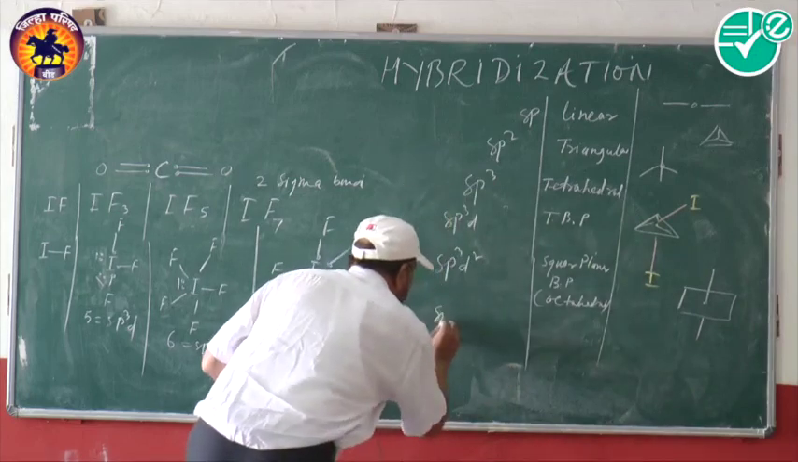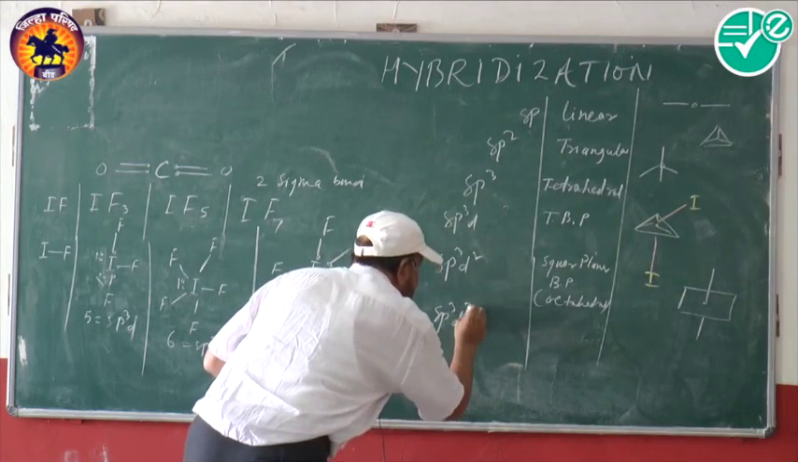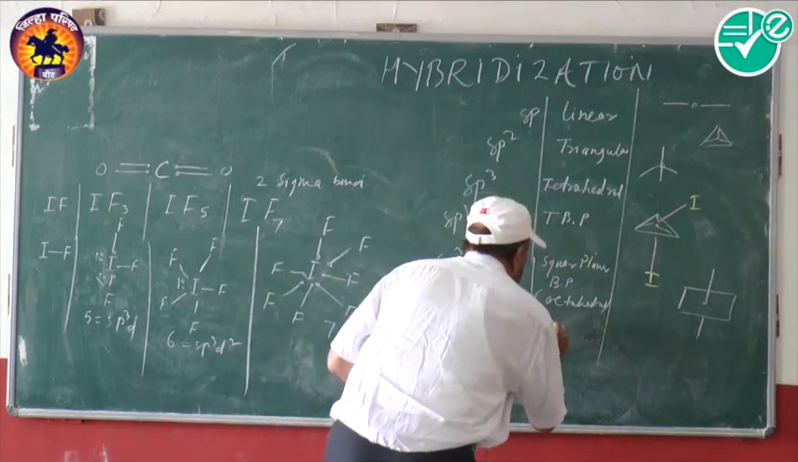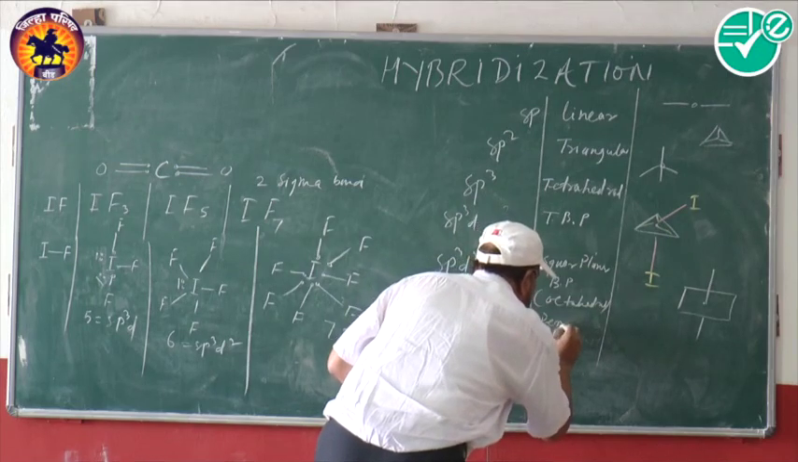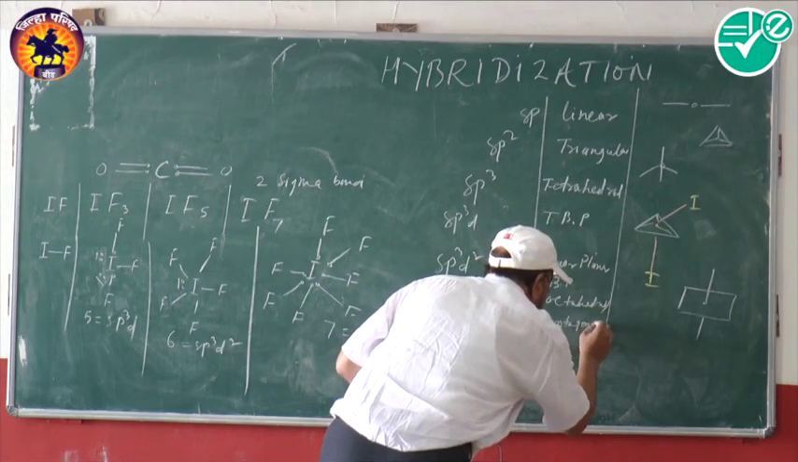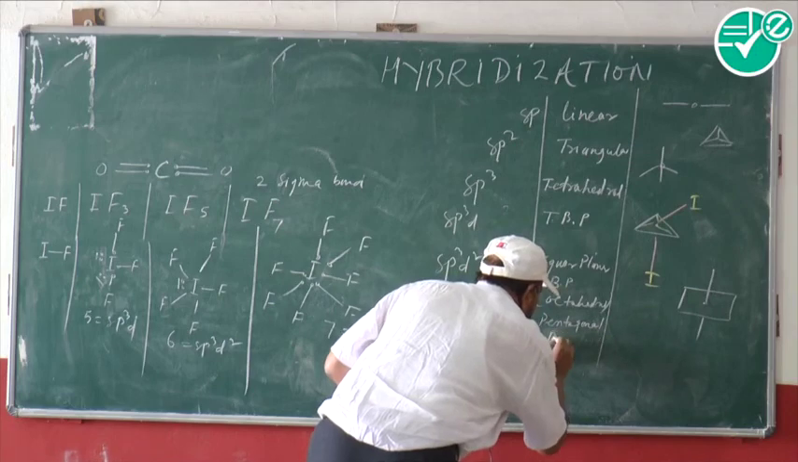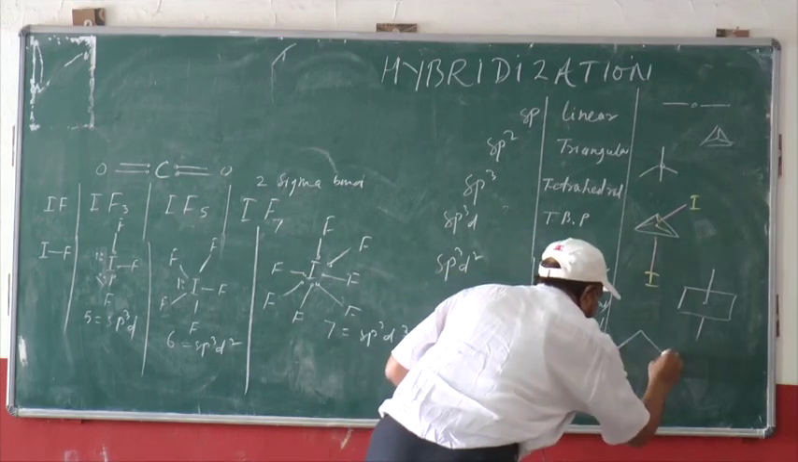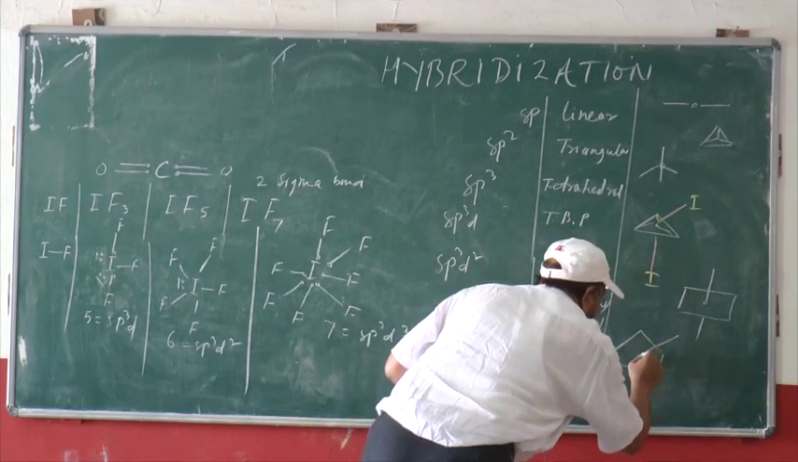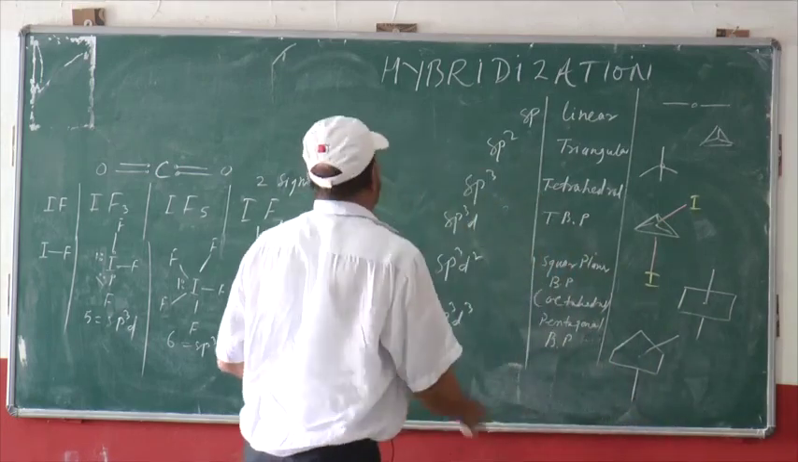Now the last one, sp3d3, 7. It is pentagonal bipyramidal, pentagonal, 5 and below and above. This is the regular shape.